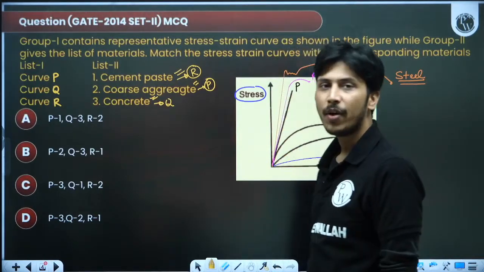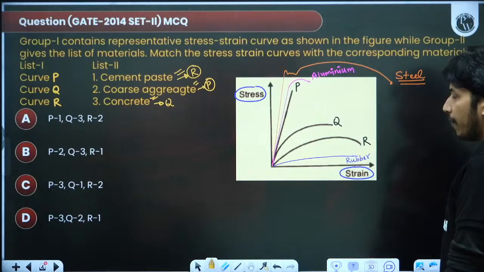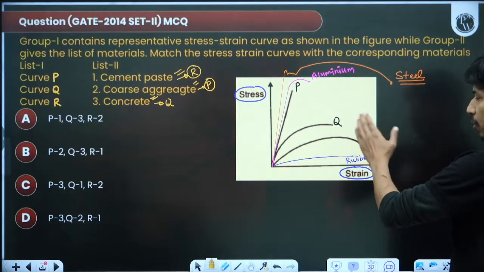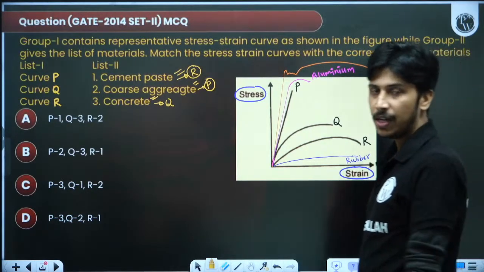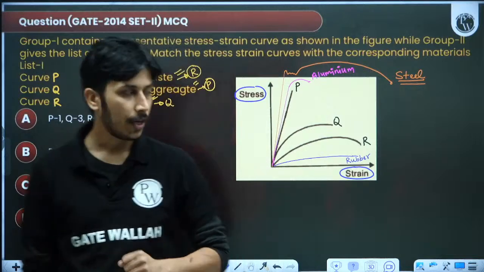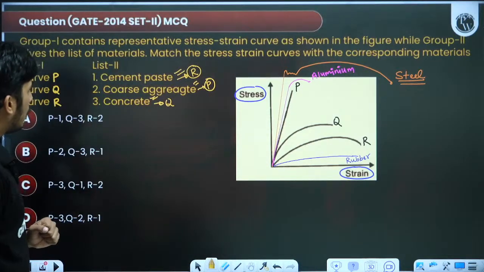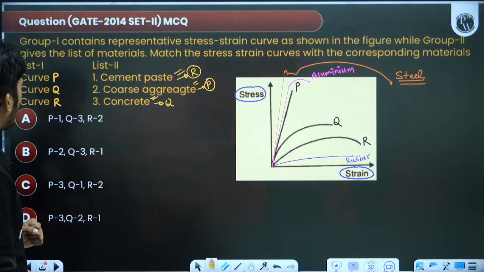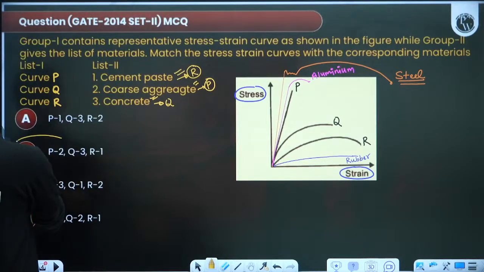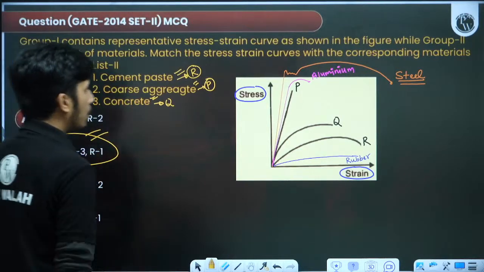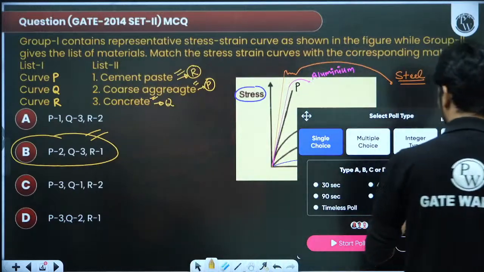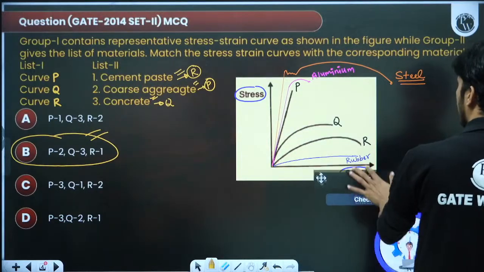This is very easy to identify. Every time there are two or three curves, you have to compare only based on the strength or the hardness. Okay. So the answer will be P2, Q3 and R1. P2, Q3, R1 is given in part B. So let me create the poll for this. Now you can comment the answer.